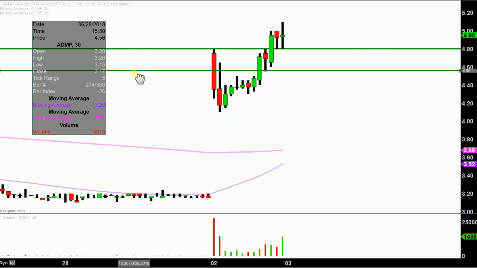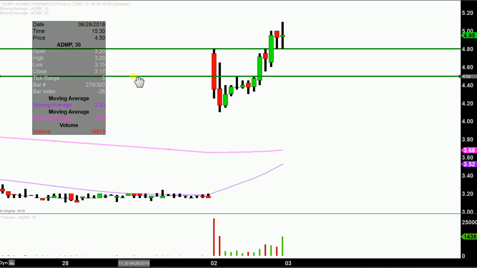Next level of support after that would be this previous breakout point right there at $4.50. So 4.80 and 4.50 are going to be those two near-term levels of support.